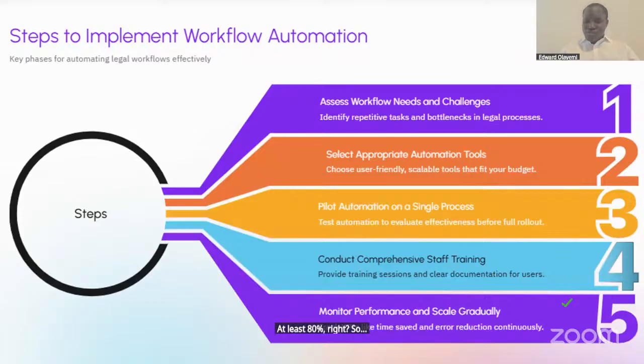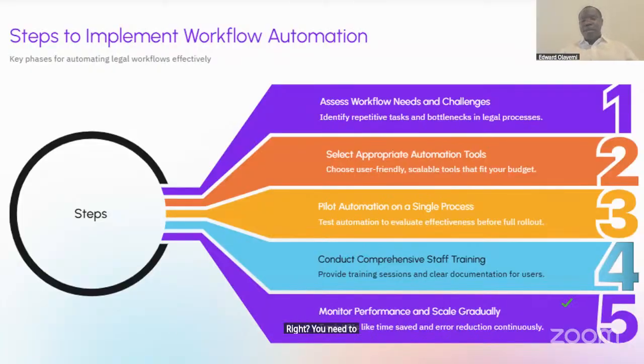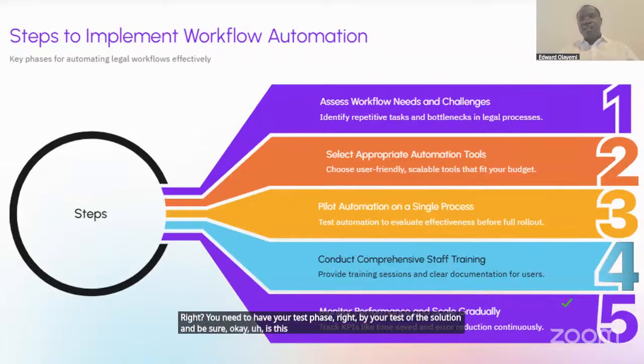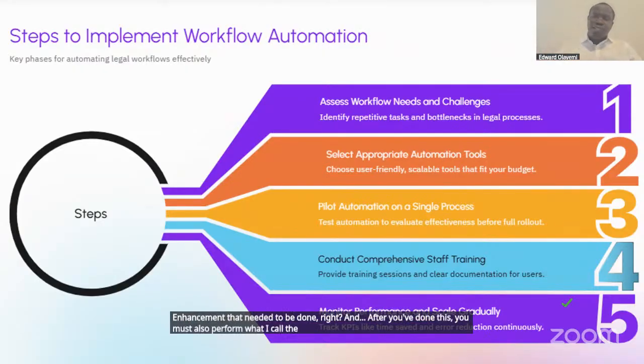So you can select your automation tool, and after selecting it, a pilot is always needed, on a single use case, before you go live. You need to have your test phase whereby you test the solution and be sure, okay, is this thing working? Check all possible bugs. What's the accuracy? You can test it for like 2 days. What is the delivery rate? What other enhancements need to be done? And after you've done this, you must also perform what we call staff training, so you must train the user.